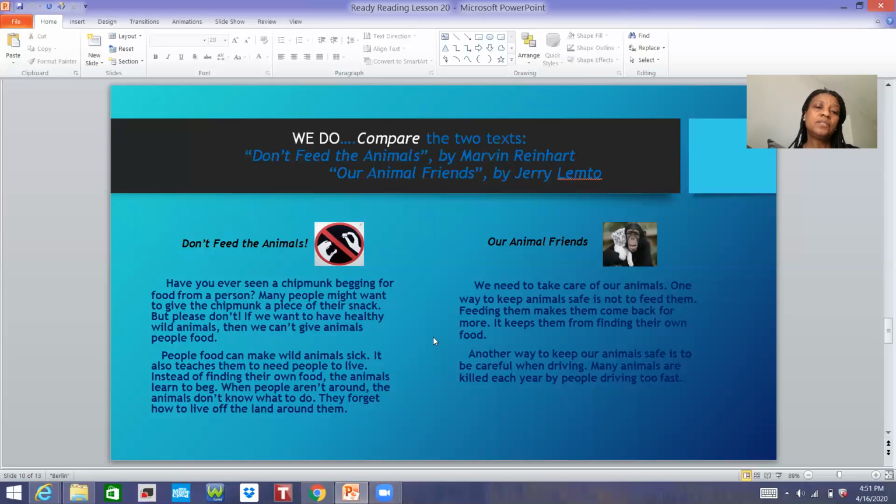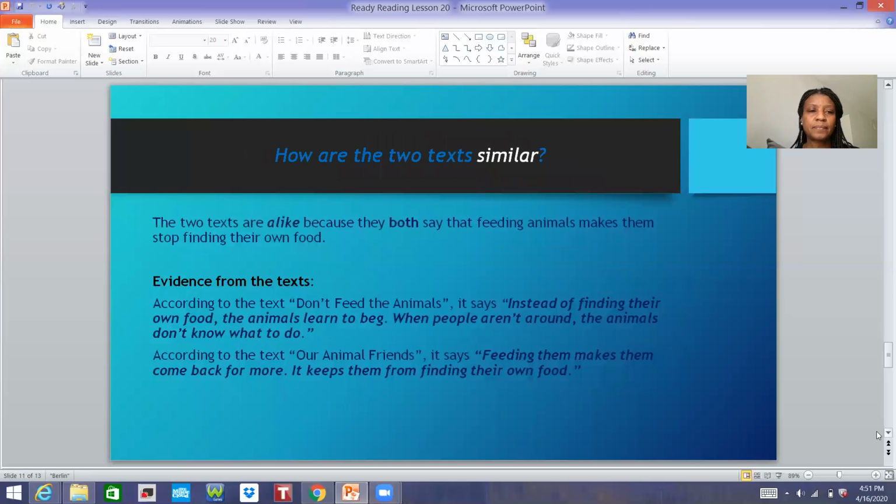Okay, let's talk about how these two texts are alike or how they are similar. The two texts are alike because they both say that feeding animals makes them stop finding their own food. Now, the evidence from the text says, according to the text, don't feed the animals.